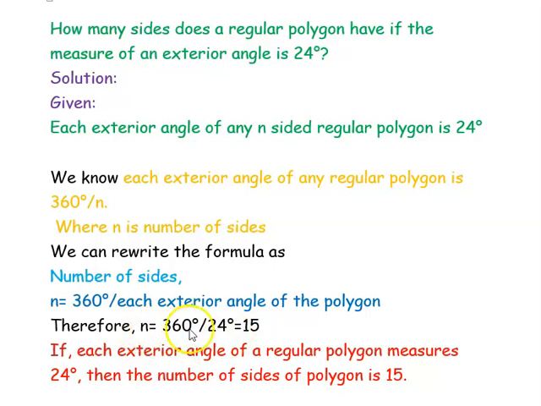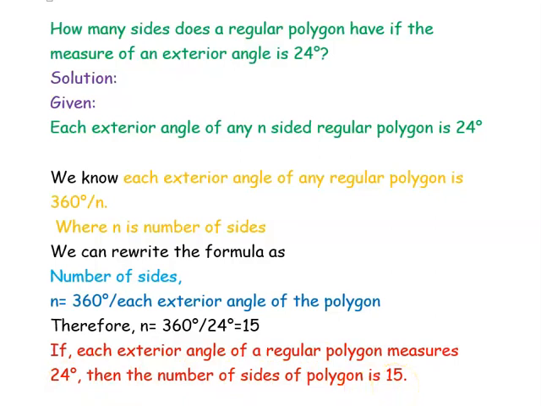So n equal to 360 degrees divided by 24 degrees, which is equal to 15. So the number of sides is 15. So if each exterior angle of a regular polygon measures 24 degrees, then the number of sides of that polygon is 15.